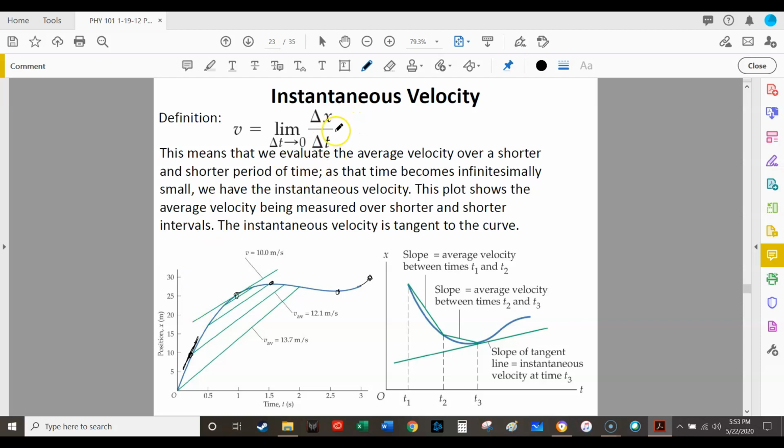And so this is for more like our calculus students. An instantaneous velocity is just the derivative of the position versus time, right? So you take the derivative at this position, at this point in time right here, and you get that slope.